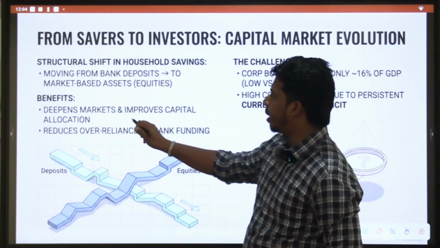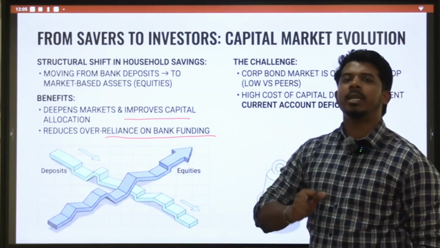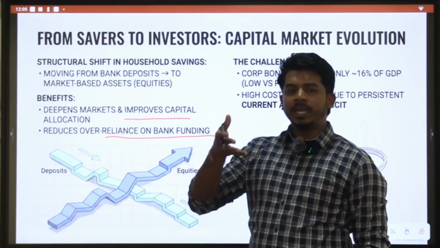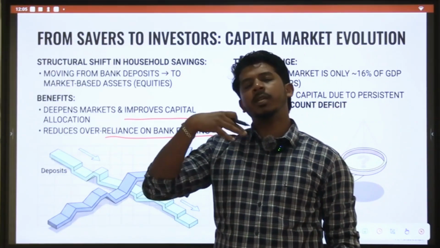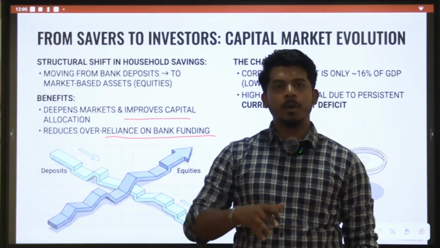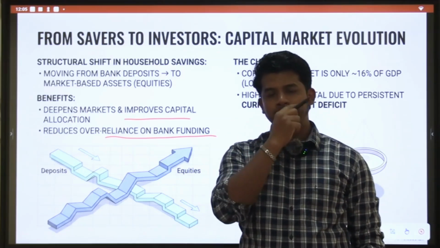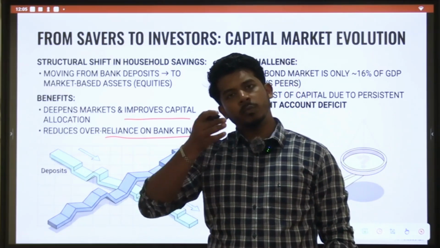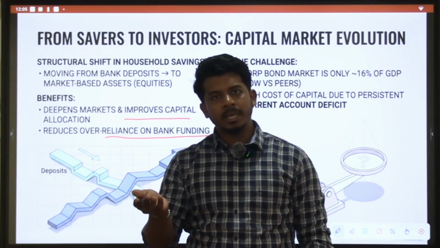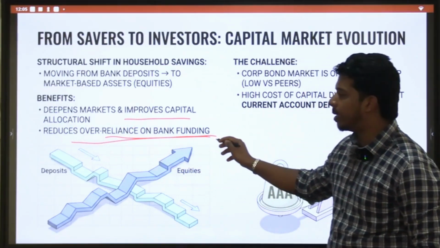This deepening of the capital market will actually reduce our overreliance on banking. Currently in the financial system, banks are playing too much of a role. There are many other financial institutions, non-banking financial institutions, stock exchanges, capital markets, etc. We are right now heavily reliant on banking, but with financial deepening, the reliance on banking is reducing.